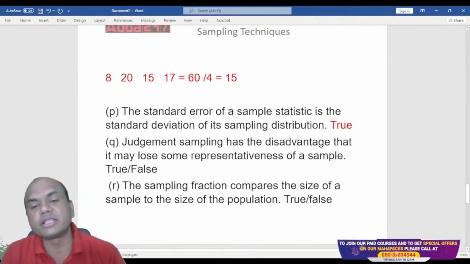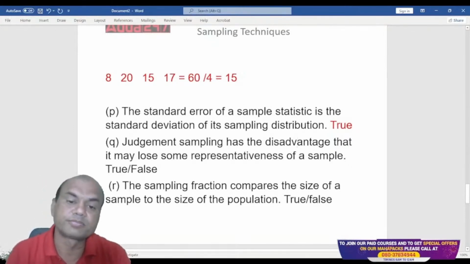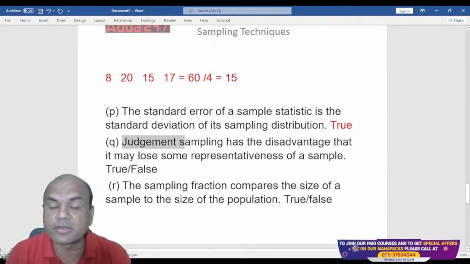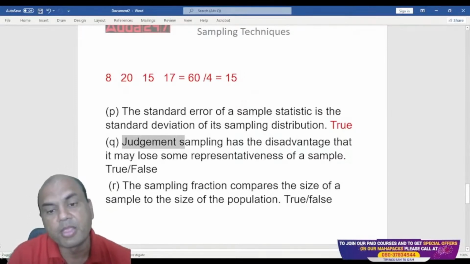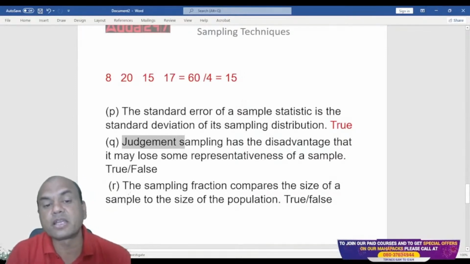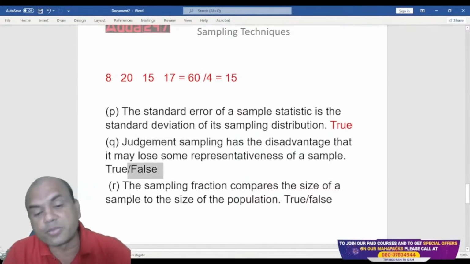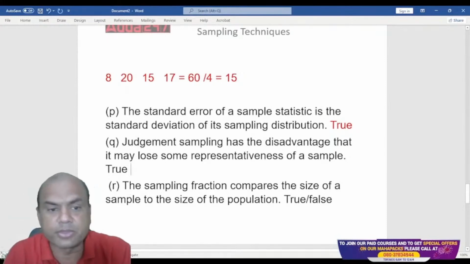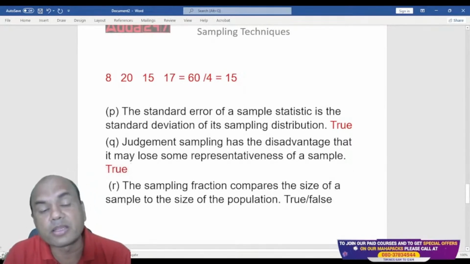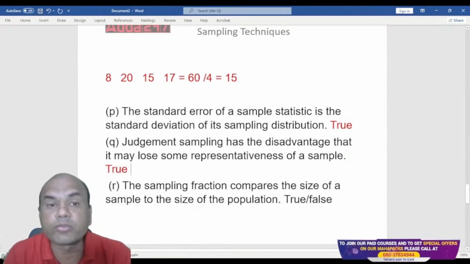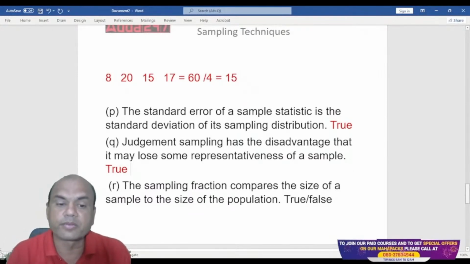Judgment sampling has the disadvantage that it may lose some representativeness of the sample. What is judgment sampling? There are 2 types of sampling. One is probability, the second is judgment. So judgment sampling has a disadvantage that it may lose some representativeness of the sample. That is true, because judgment is based on individual judgment. Suppose I am the judge, I feel something is right, but there may be other things out of my purview or out of my thinking which may also be right. So that is true over here.